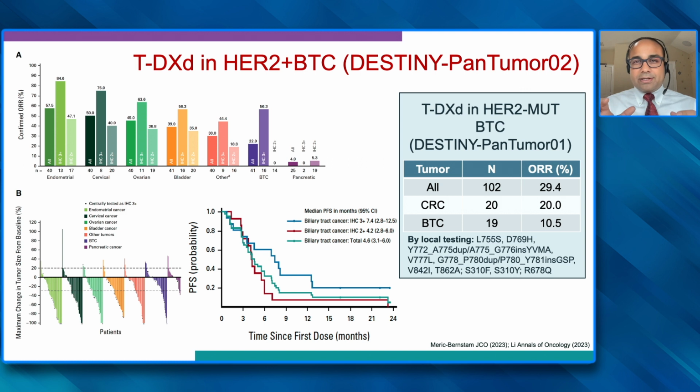And also remember that there is some overlap between HER2 amplifications and HER2 mutations. So we don't really know what the HER2 expression level for these tumors can be sometimes, because there is definitely some overlap. But again, the response is not very similar to the ones that you see in a HER2 overexpressed or amplified population.